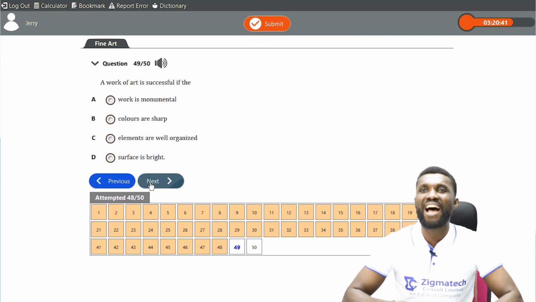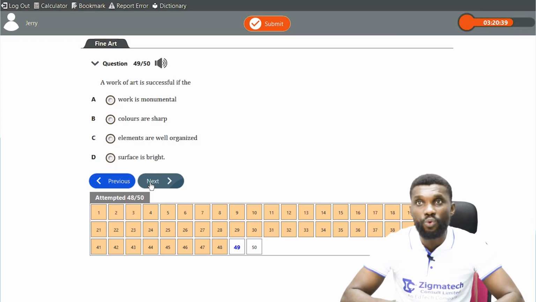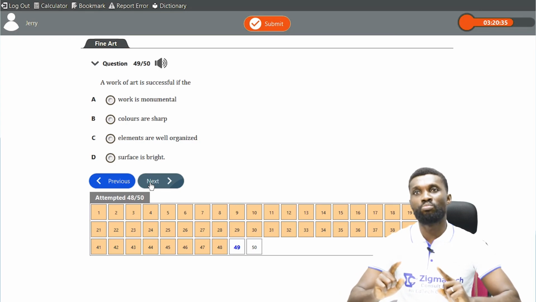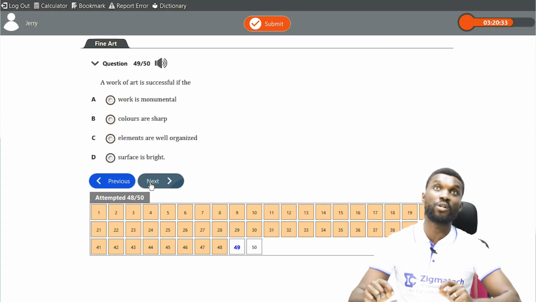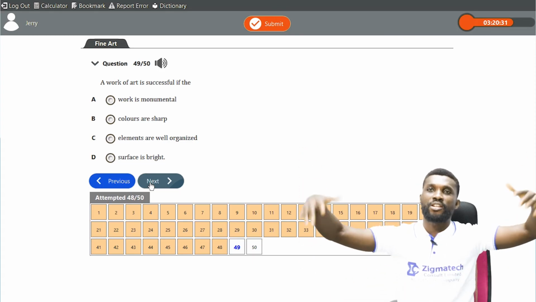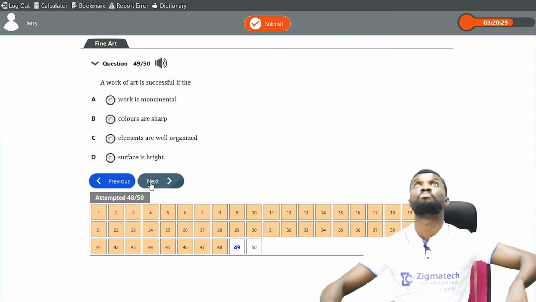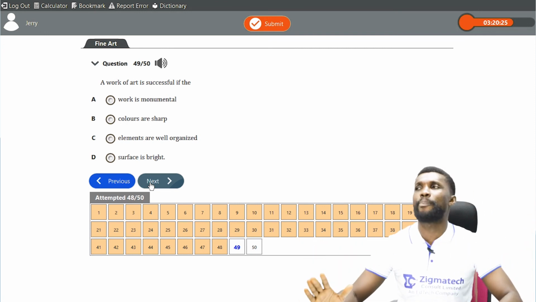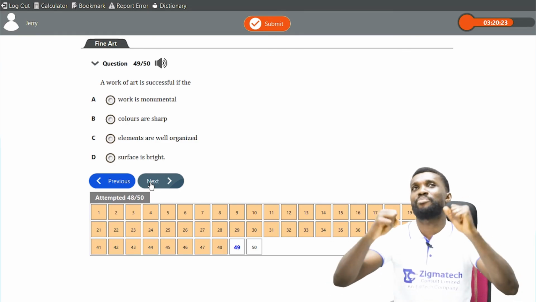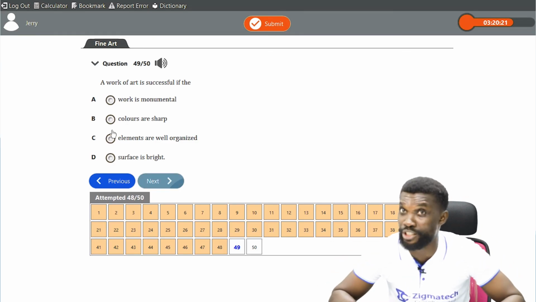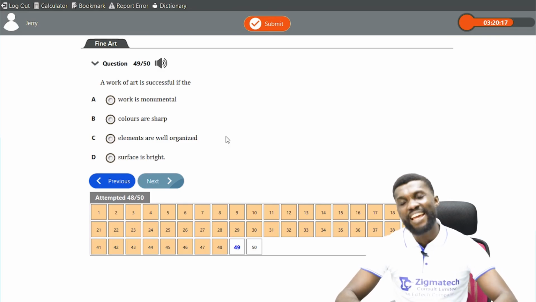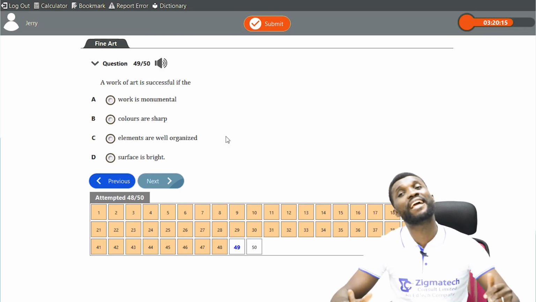Now, a work of art is successful if the dash. A, work is monumental. What do I mean by monumental? If the work is big. They say a work of art is successful if it is big. Is that true? B, the colors are sharp. So if the colors are sharp, it simply means the work of art is successful. Really? C, the elements are well arranged. What are the elements of art?